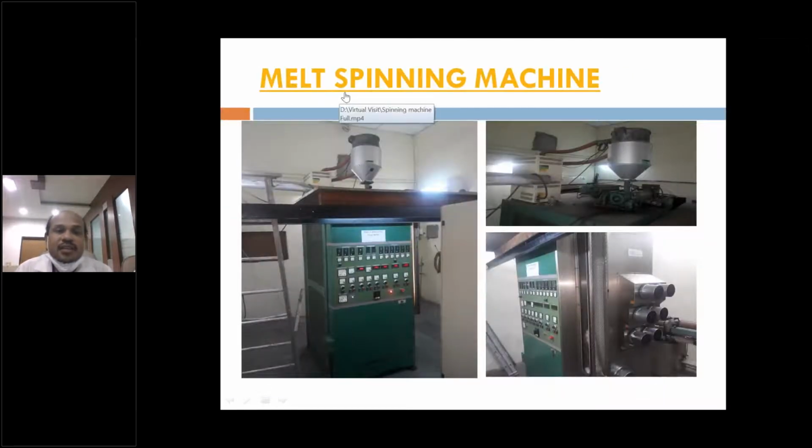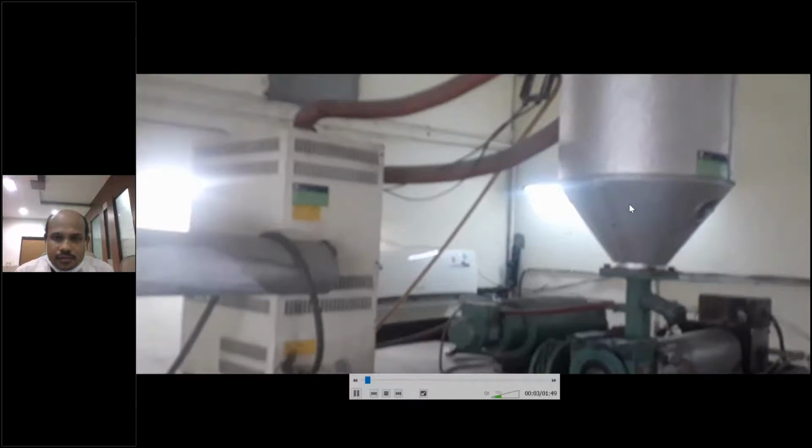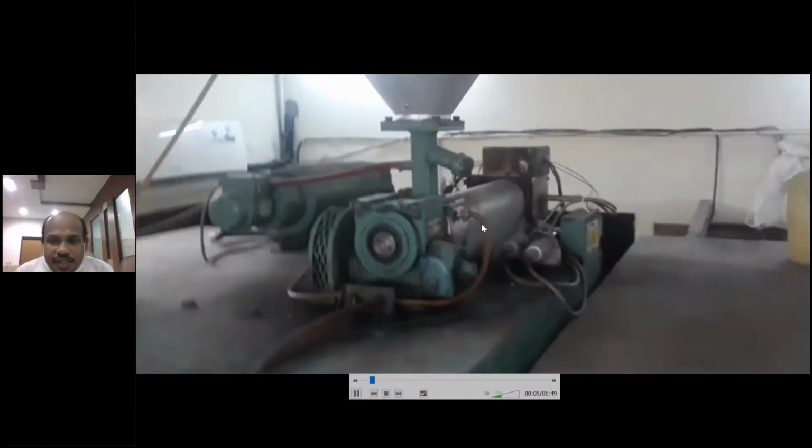So melt spinning, where the polymer granules are made into the fiber. Here this is the place where we are putting the polymer chips, that is called the hopper feeder. So we are just running the machine. See that. So this is the hopper feeder. Then it goes to the extruder. This is the extruder.